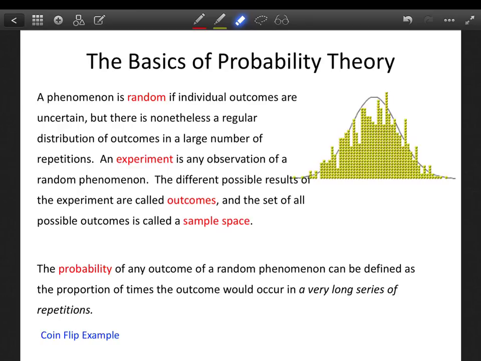So we're interested in probability. This tells us what we can expect to happen if we were to do an experiment in a very long series of repetitions. So if I were to flip a coin hundreds of thousands of times, I would expect half of those flips to be heads and half to be tails, for example.